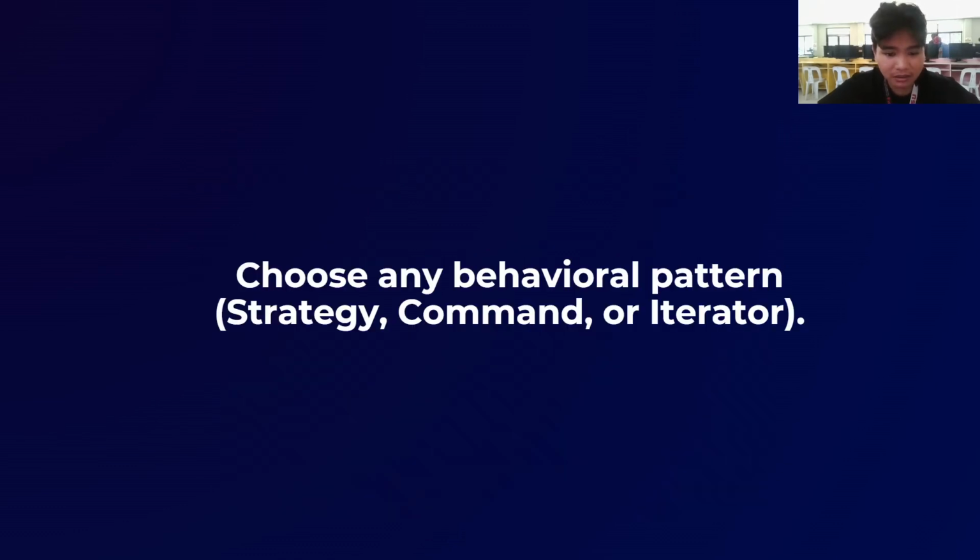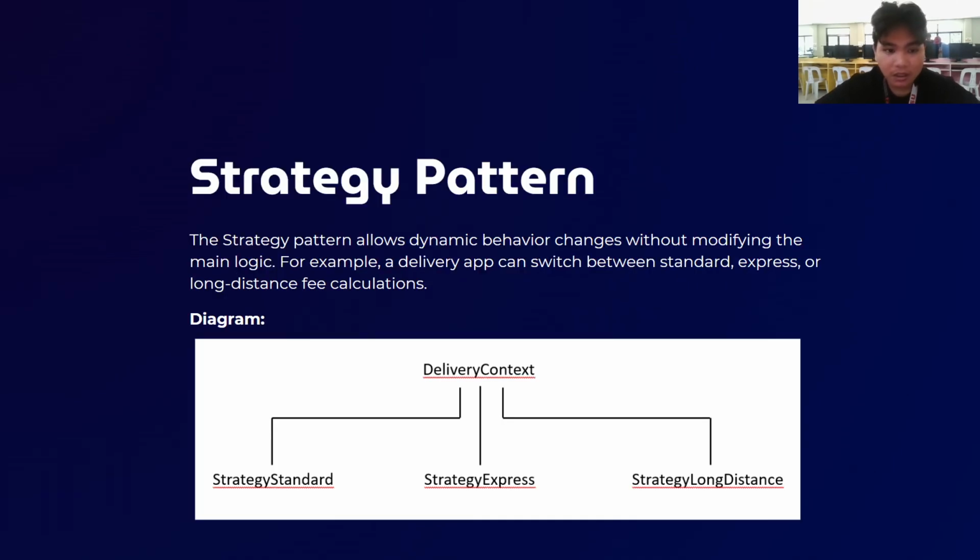So the next is choosing a behavioral pattern. There are several behavioral patterns, such as strategy, command, and iterator. For this presentation, we will focus on the strategy pattern, as it demonstrates flexibility in behavior selection. So what is the strategy pattern? The strategy pattern allows an object's behavior to be selected at runtime instead of hard coding logic.